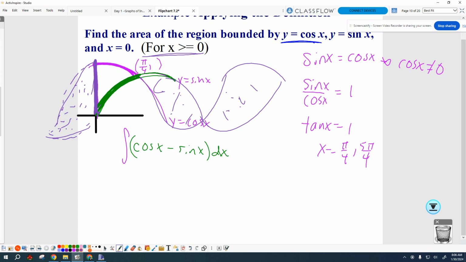So Preston, what are the boundaries I should put on there? 0 to pi over 4. Sean, what is the integral of cosine x? Sine x. Josh, what's the integral of negative sine? Negative sine, negative cosine. Or positive cosine.